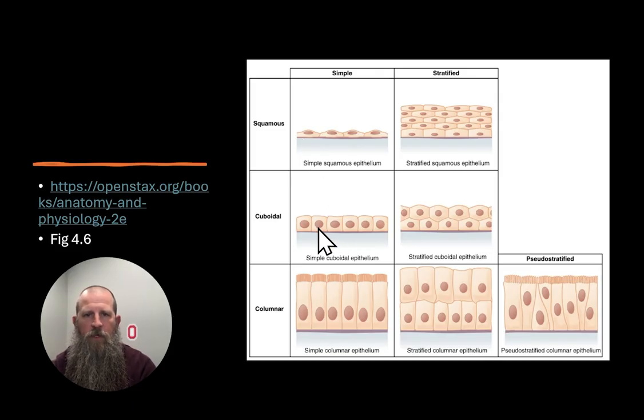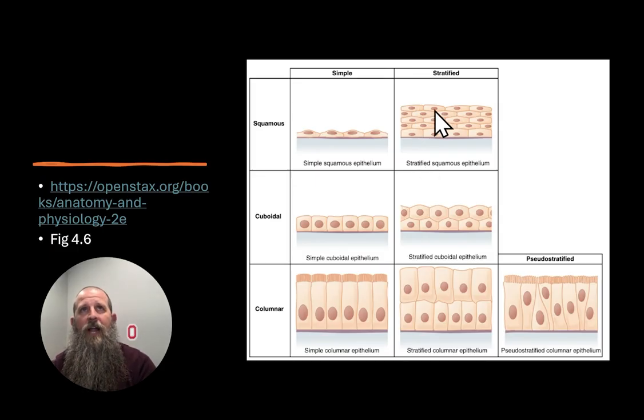Here we have simple cuboidal, basement membrane, apical layer, one cell layer thick, cells equally wide as they are tall. And then here we have simple columnar. Here's the basement membrane down here. Cells are taller than they are wide, so this is a simple columnar epithelium.